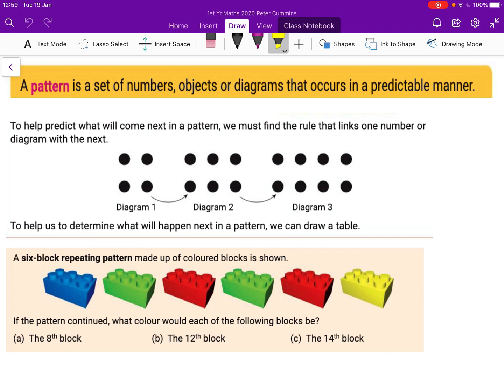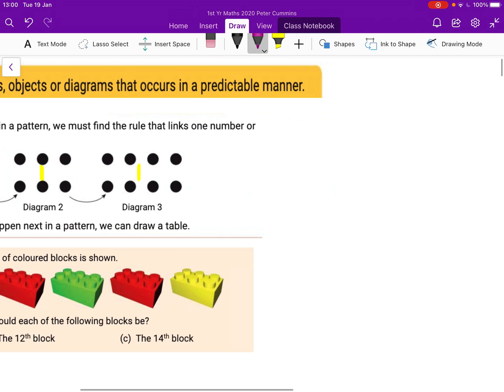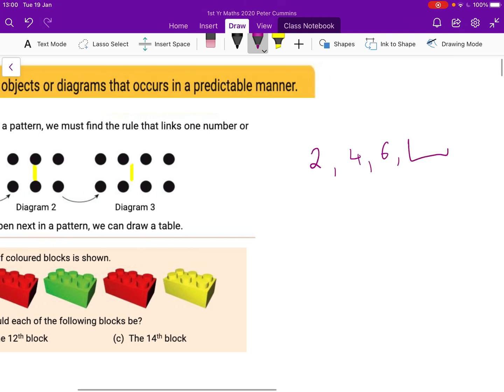So if you have a look here, there's 4 dots in this part, there's 6 dots in this part, and there's 8 dots in this part. So what I'm saying to you is, if I said I have the numbers 2, 4, 6, finish the pattern with the next 2 spaces, I'm sure most of you could say, oh yeah, well that's 2, 4, 6, this is going to be 8, and this is going to be 10.